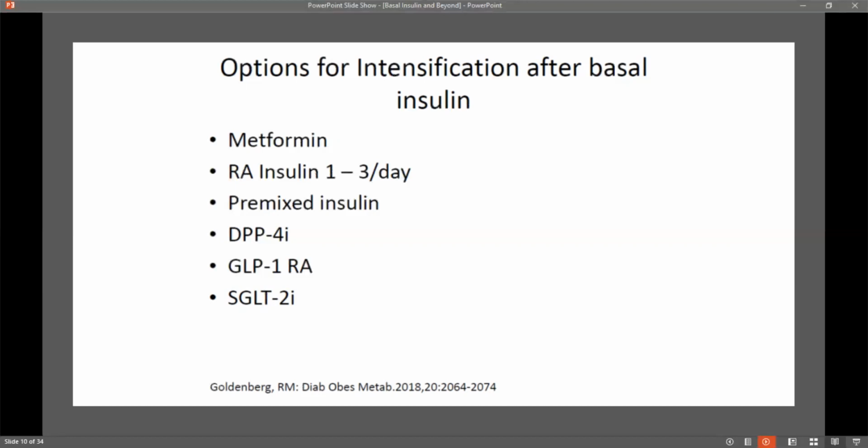GLP-1 receptor agonist, that is an option, especially if the patients are obese and appetite is an issue, and especially if they have cardiovascular disease, and we will talk about this in detail when we go to that. Or SGLT2 inhibitors. Again, cardiovascular disease, CHF, and if they have normal kidney function. So those are the few options after intensifying the basal insulin.